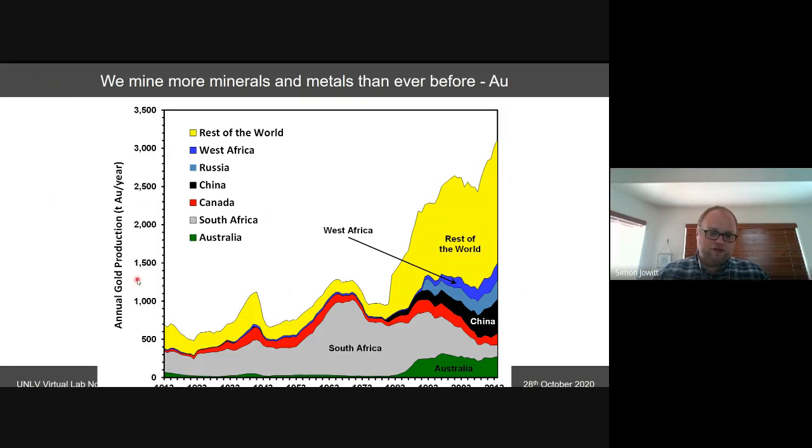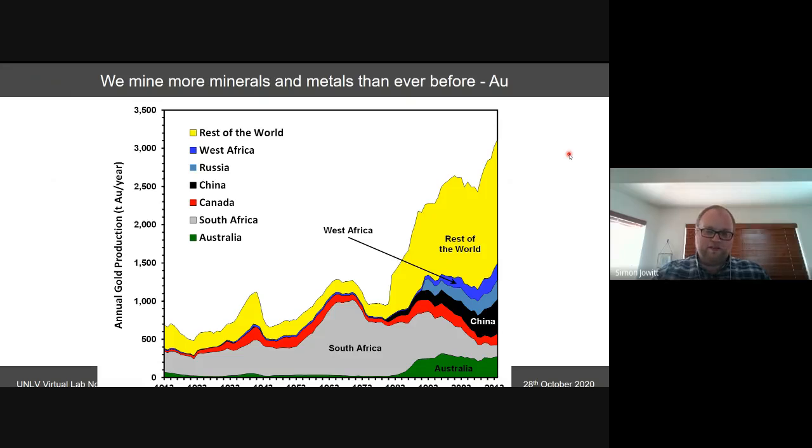This is gold production, obviously very close to home here in Nevada. We're the US's largest gold producer. This just shows how gold demand has increased over time. From the 30s and 40s up to the early 1980s, then you get a significant ramping up of gold production to more or less present day levels at above 3,000 tons of gold a year.